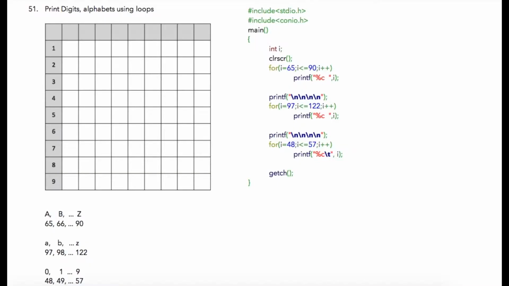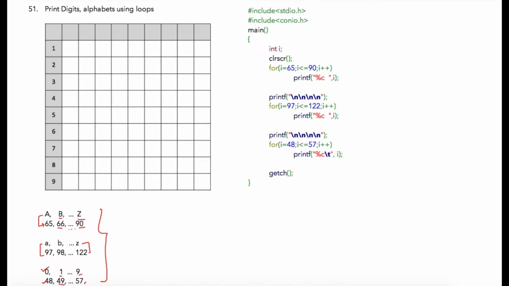In this program, we are going to print all the digits, and alphabets in uppercase and lowercase using a for loop. So here is something about ASCII values. The ASCII value of capital A starts from 65, then the ASCII value for capital B is 66, and so on. And finally, the ASCII value of capital Z is 90. Similarly, small a starts with 97, and the ASCII value for small z is 122. Then the ASCII value of digit 0 is 48, 1 is 49, and so on.